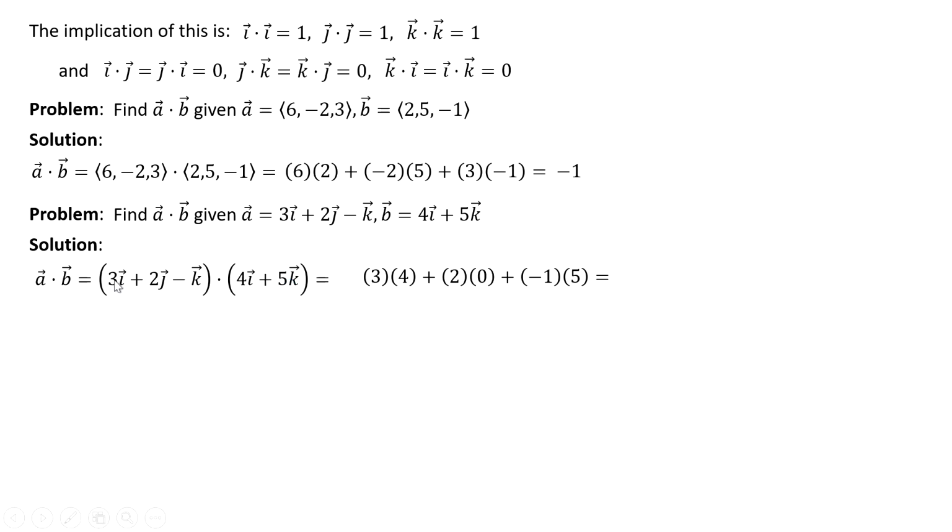That's okay. So we'll take 3 times 4, plus 2 times 0 for the jth component, and -1 times 5, right? That turns out to be 7. Or we can do a longer solution. I just want to do this to show you. This might come in handy at a later time.